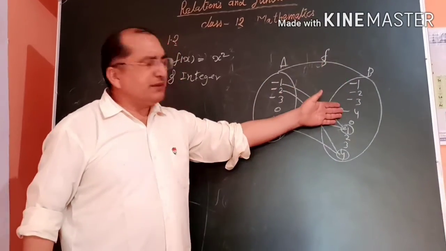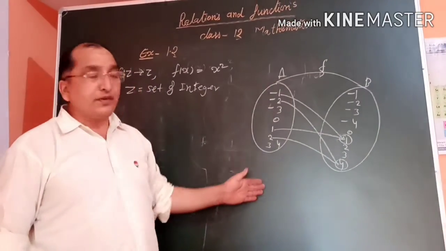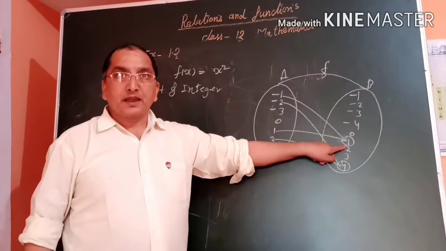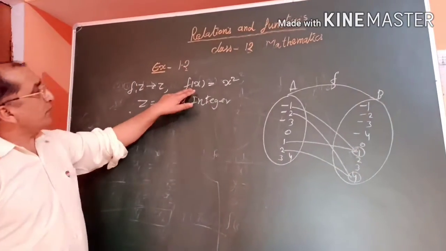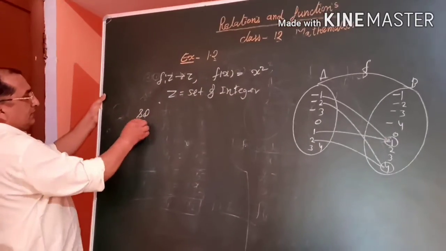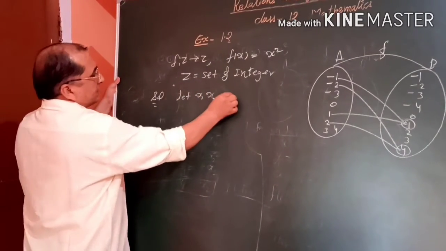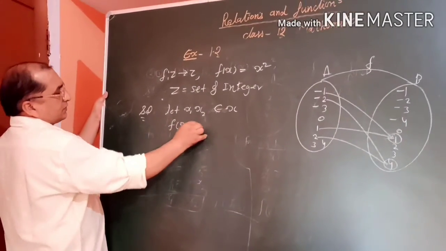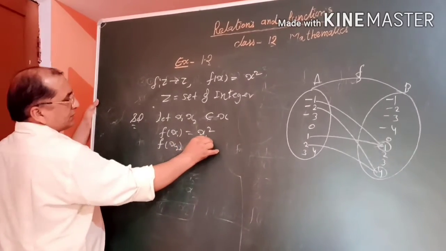Squaring means the rest of these elements will not be the image of any element of A. Now see, -1 and +1 both have the image 1. Both -1 as well as 1 have the image 1. As per the definition of our function, f of x equal to x square. So let x1 and x2 belong to X. So f of x1 equal to x1 square, f of x2 equal to x2 square.